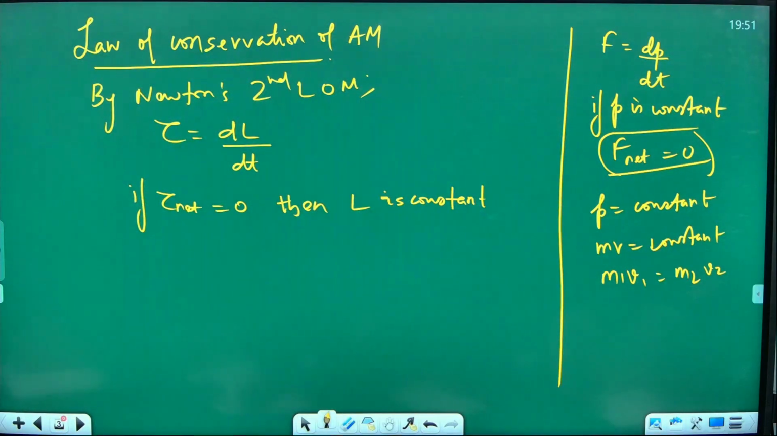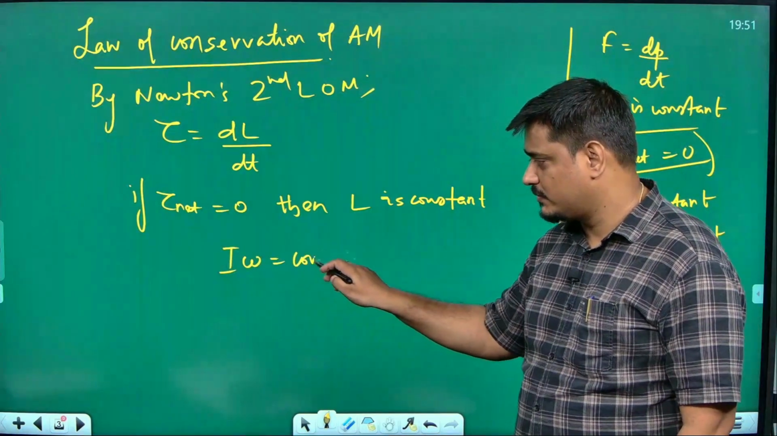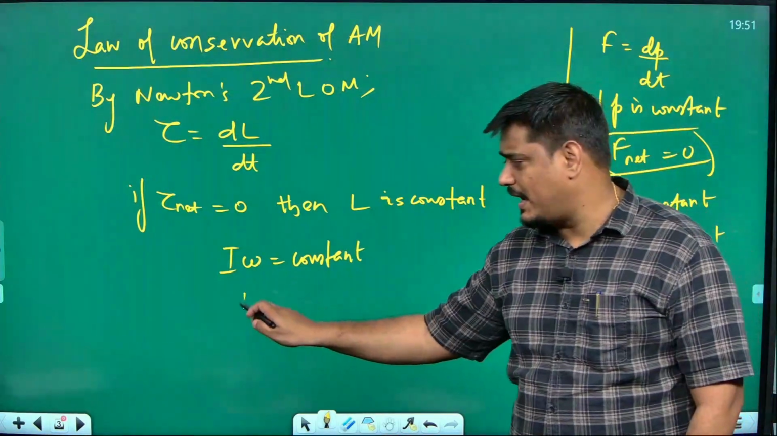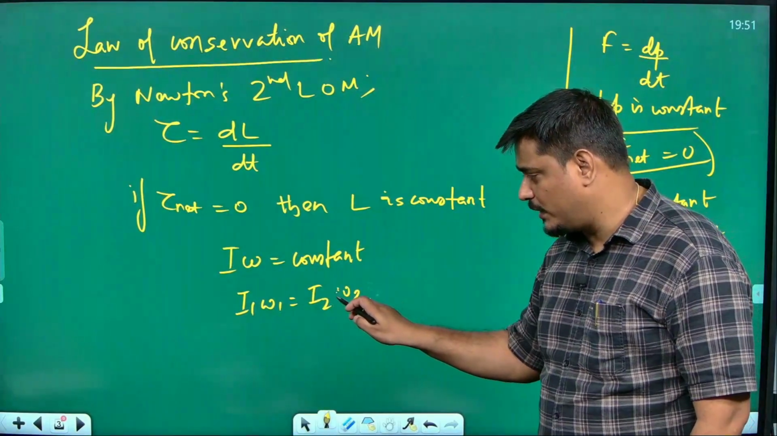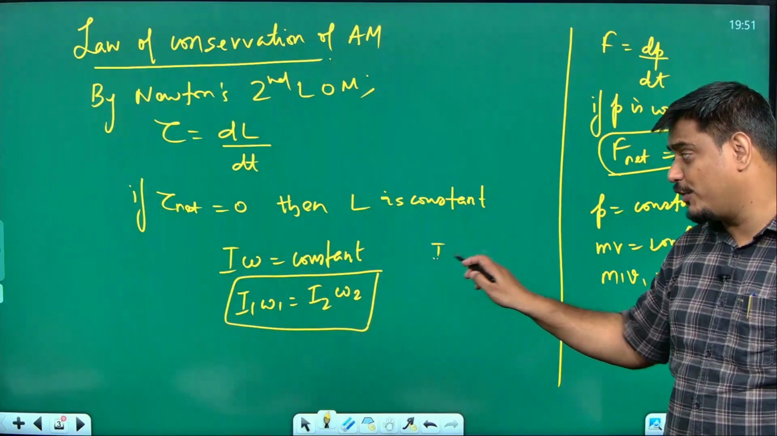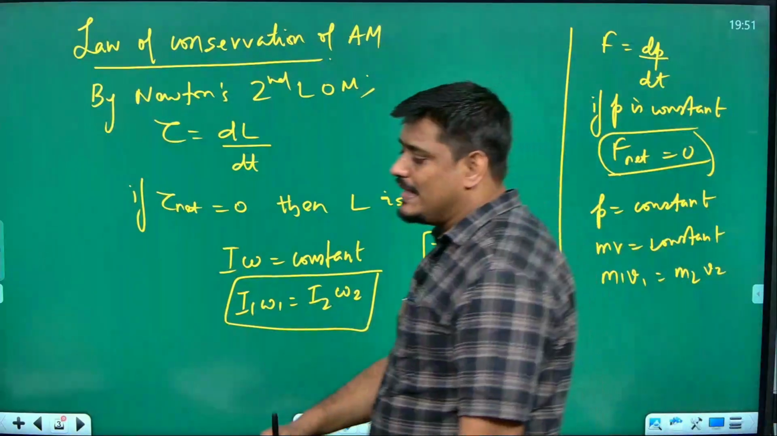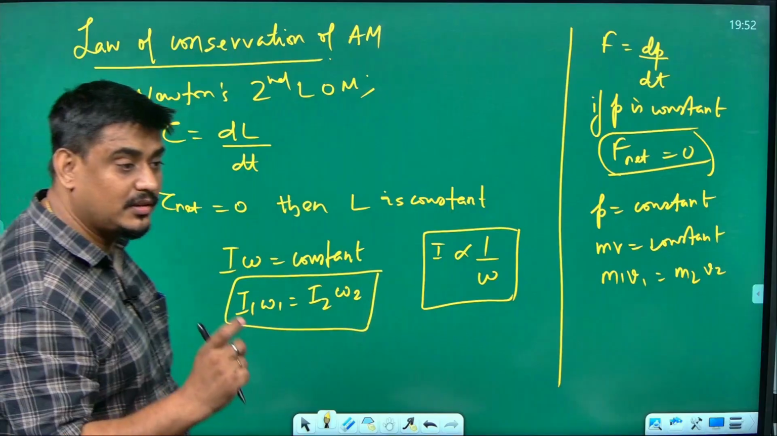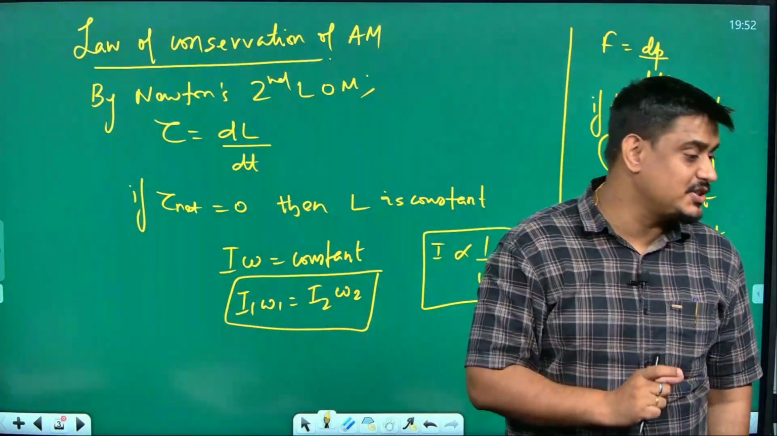Okay. If L is constant, it means I omega is constant. Do you agree with me? I omega is constant, or I can write I1 omega 1 is equal to I2 omega 2. In many places you will use this. Remember that. Or I can say that moment of inertia is inversely proportional to angular velocity. If you want to increase the angular velocity of the object, its moment of inertia must be small. If you want to reduce the angular velocity of the object, its moment of inertia must be large.